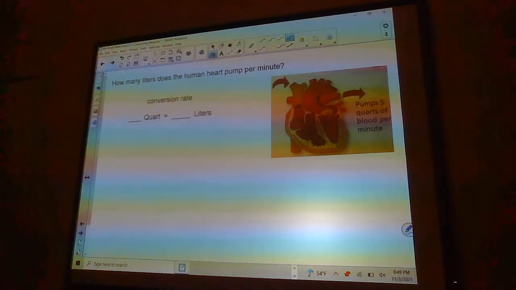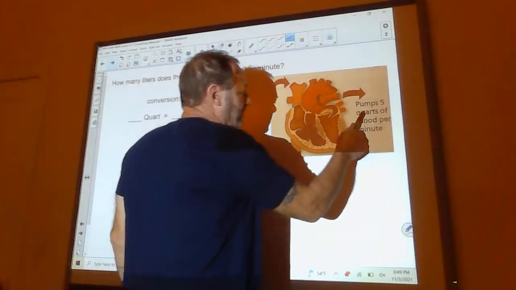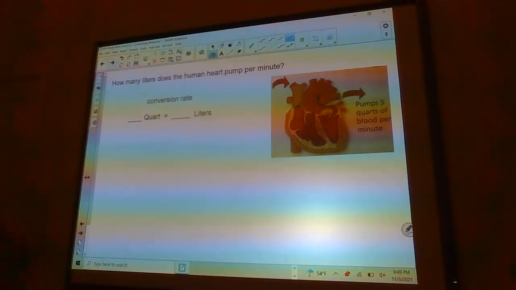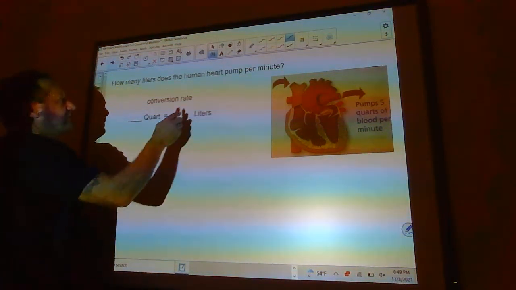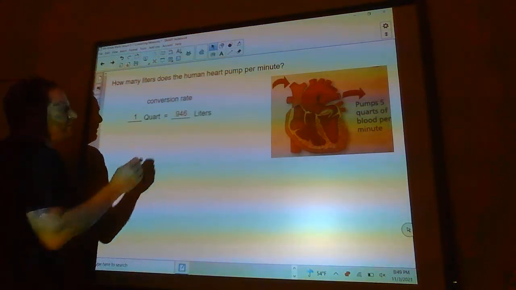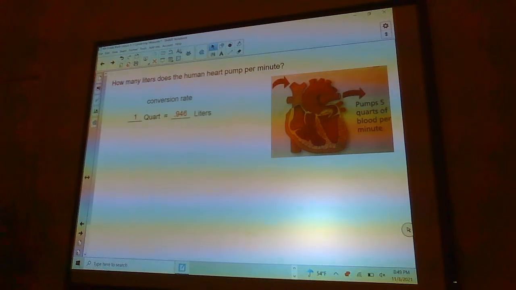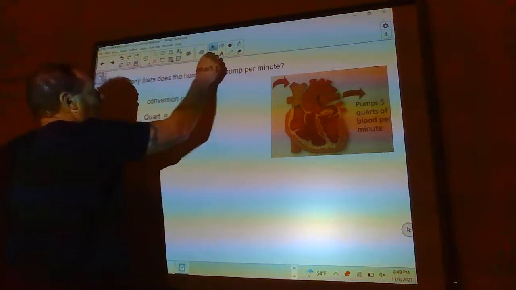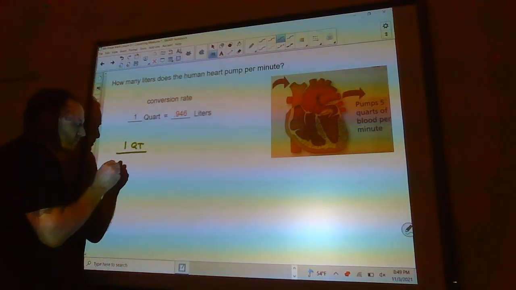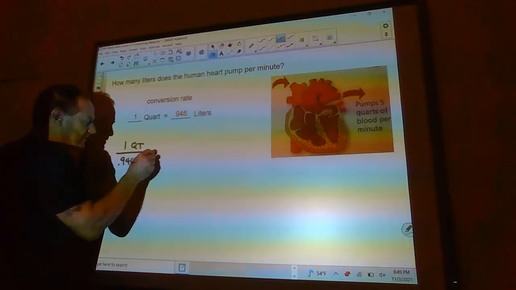Okay, how many liters does the human heart pump per minute? So it says over here in the picture, this is one of those ones you gotta look at the picture. Your heart pumps 5 quarts of blood per minute. Okay, so I gotta know my conversion rate between quarts and liters here. So what have I got? 1 quart is 0.946 liters. So I'm gonna go ahead and write a proportion like that. 1 quart is 0.946 liters.